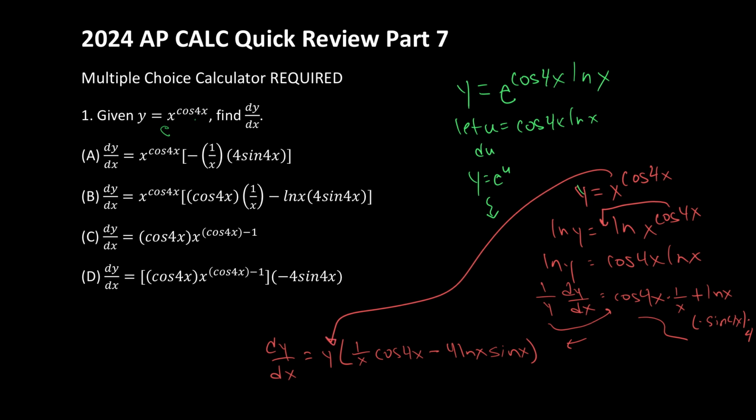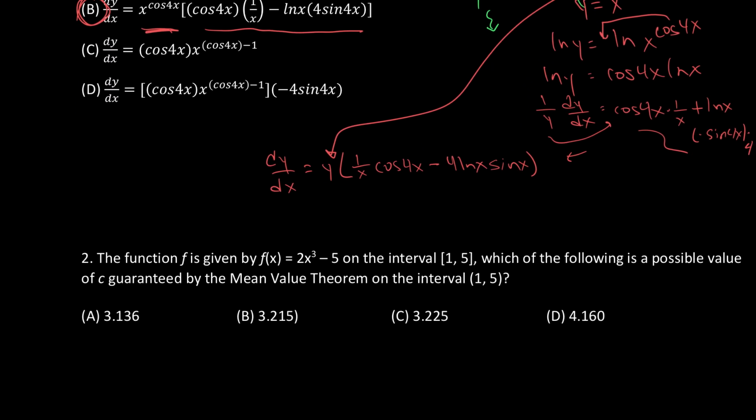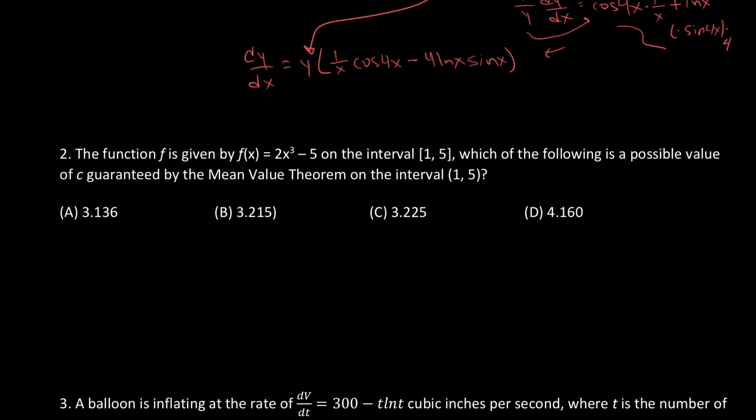And then when you compare these, you would end up with the answer being this one right here, because that would be the x to the cosine 4x and the rest of it. So the answer would be B in this case. All right, moving on to the second problem.